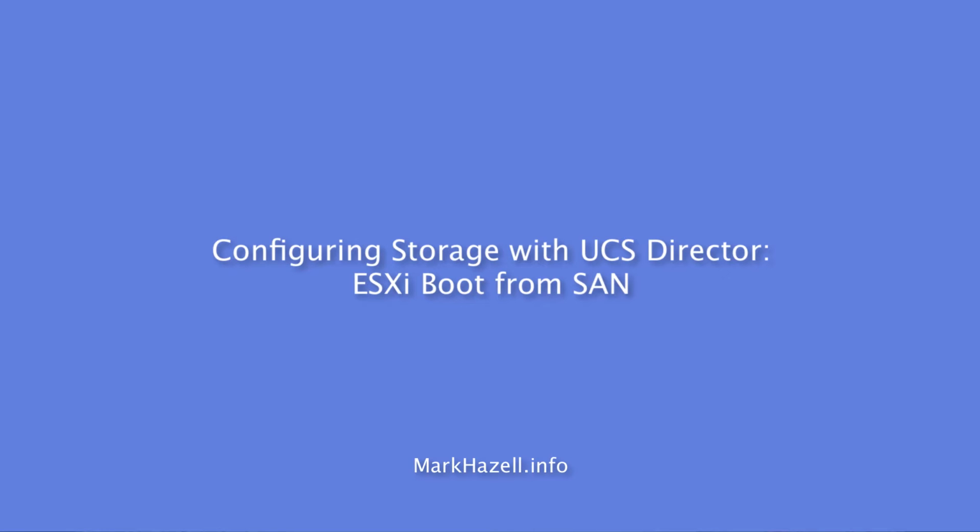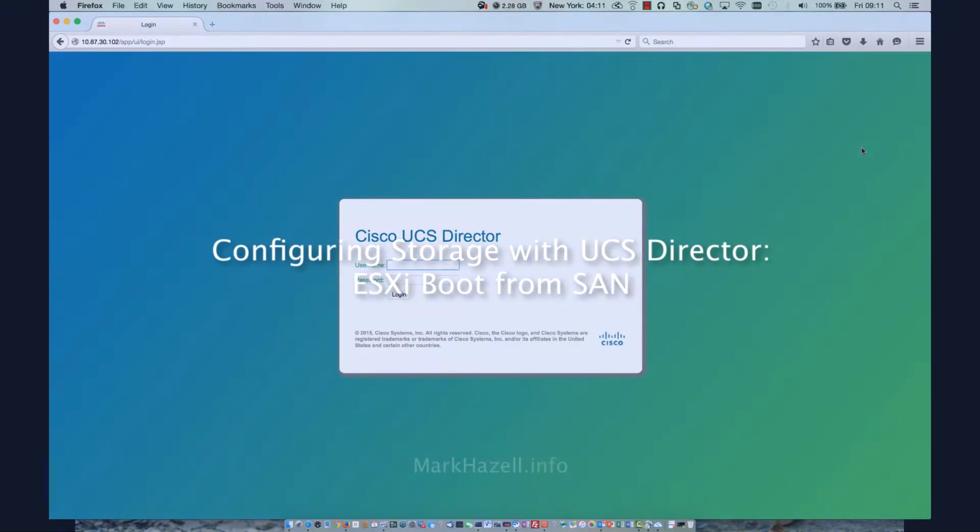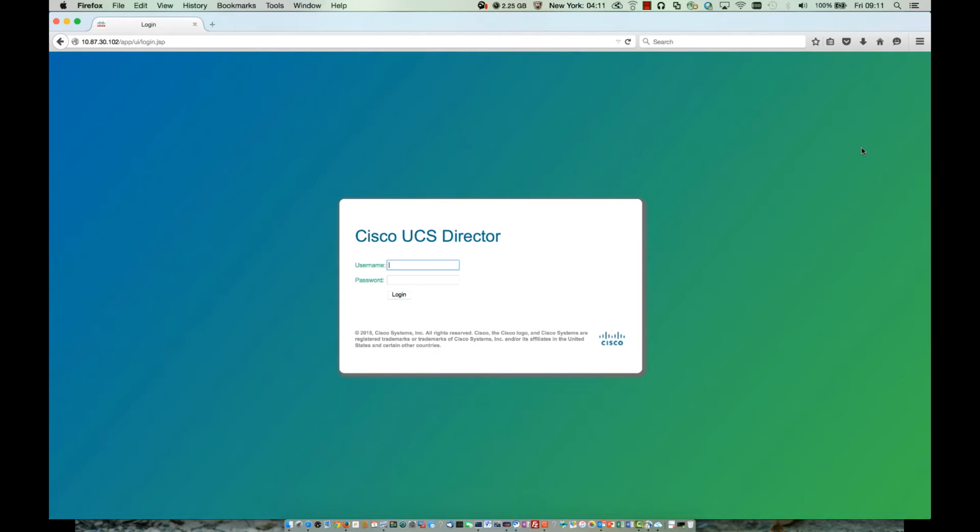Hi there, welcome to a recording around configuring storage with UCS Director. I've got a pre-canned demo here where I'll be booting an ESXi image from the SAN, but I'll be configuring all the storage and the zoning with UCS Director in a workflow that I've created within Cisco.